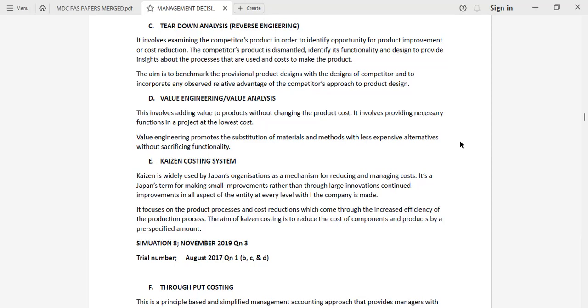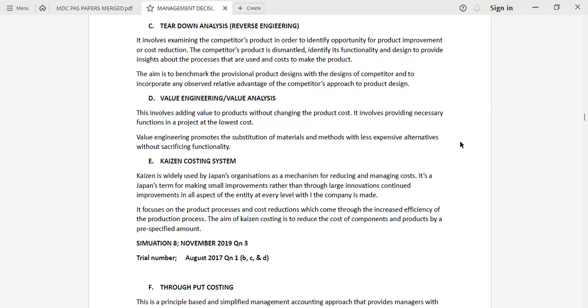We want to see why the competitor's product is better than ours. So the whole idea is that we look at our own company products, we compare them with the products of our competitors, that is, who is performing better than us, and we look at what makes that product perform better than our own product. It's what we try to do.